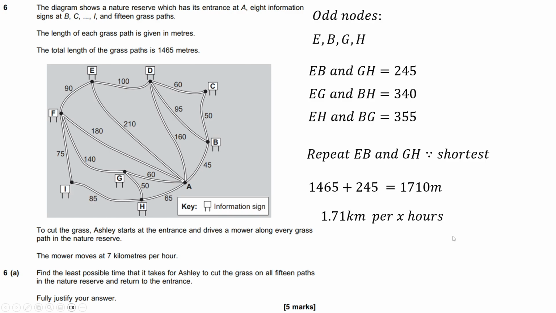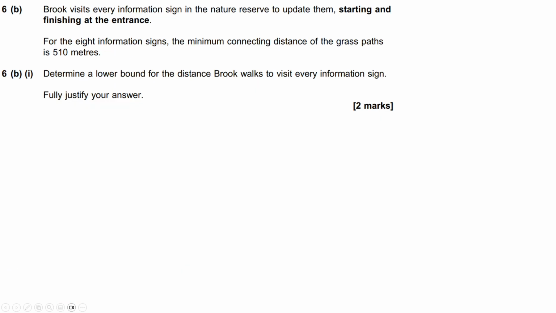So we do 1.71 kilometers per some X hours, but 7 kilometers per 1 hour. And so to get from here to here, we do times by 1.7 over 7. So we do 1 times by 1.7 over 7 to get X, which is 0.244 hours. You can do this in another way, obviously, but that's just how I did it. This is your answer.